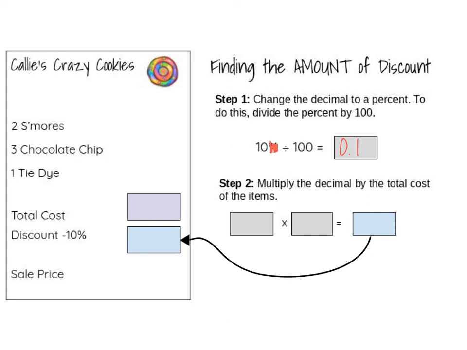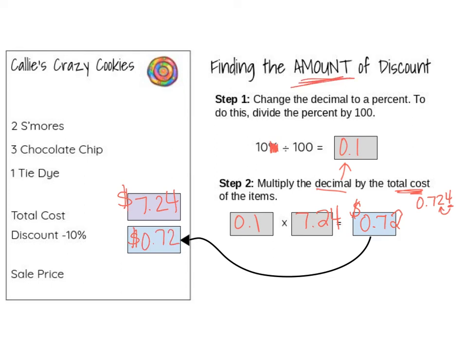Okay. Step 2 is multiply the decimal you got, 0.1, by the total cost of the items. The total cost of the items is $7.24, so we should fill that in again. So 0.1 times 7.24, you should get 0.724. The 4 tells you to leave the 2 alone. You get 72 cents. Make sure you fill that in here as well. The 72 cents represents your amount of discount, meaning how much money is being taken off of your bill, not how much money you're paying. So 72 cents is the amount of discount.